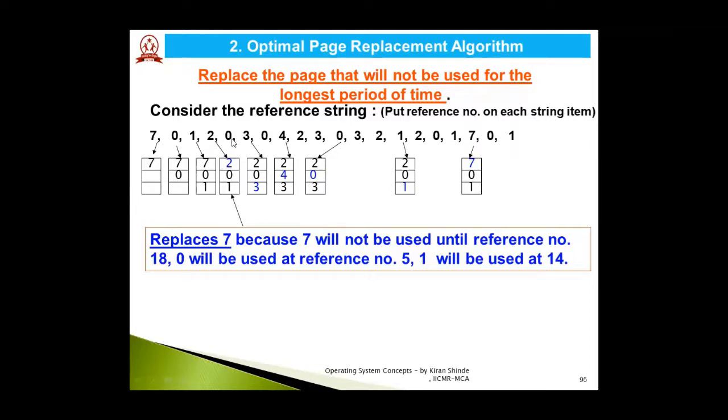Continuing further, 0 is already there, so no need of replacement. Continue further, 3. Now for 3, which should be the victim page? Again compare between 2, 0, and 1. So 0 is used immediately here. After that, if you continue scanning in the forward direction, you see 2 is used here, right? Now which page is left? 1. So obviously, out of 2, 0, and 1, 1 is the page which will be used after the longest period of time. So here the victim page will be 1.